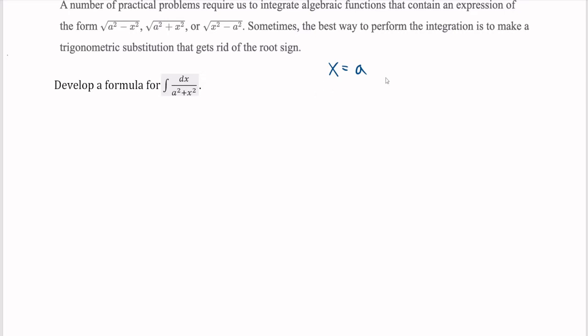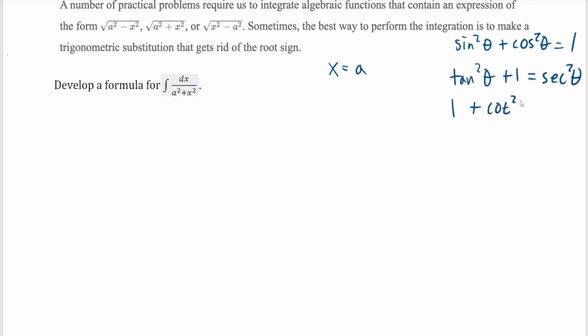So okay, what kind of trig subs do I have? Well, remember, we've got sine squared theta plus cos squared theta is 1. We've got all the other different ones we can do. Tan squared plus 1 equals secant squared. And then we also, remember, have 1 plus cotangent squared equals cosecant squared.